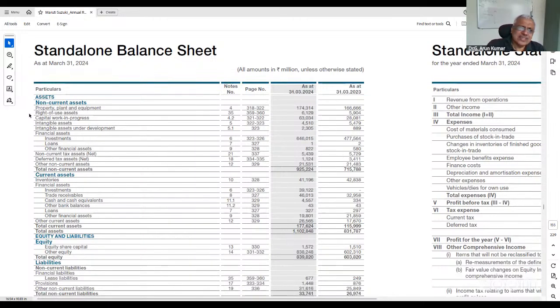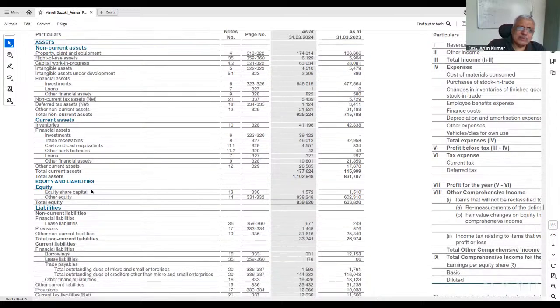Now, we see assets, non-current assets, property, plant and equipment, right to use assets, etc. Now, I want to know the details of all of these. Let us not even get into that. Let us get a little more deeper into it. Let us get into equity and liability. Let us get into what is called equity share capital.